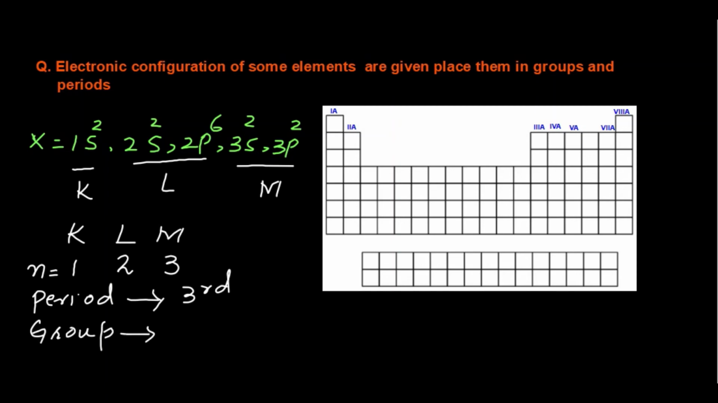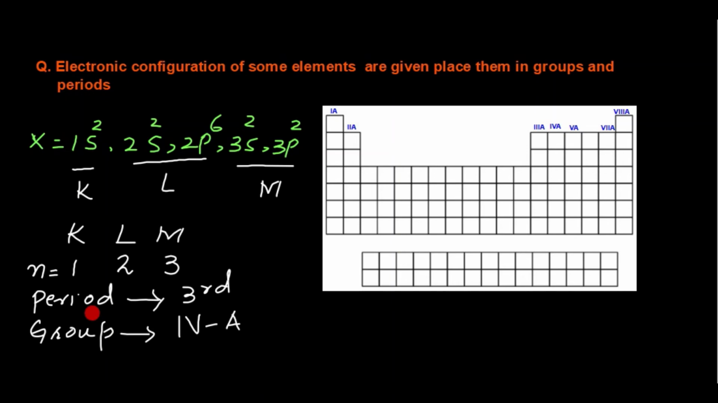Find the total number of electrons which are present in the valence shell. 2 plus 2 is equal to 4. There are 4 electrons present in the valence shell, which shows that this element belongs to group 4A. So we write its group number here. This element belongs to group 4A.